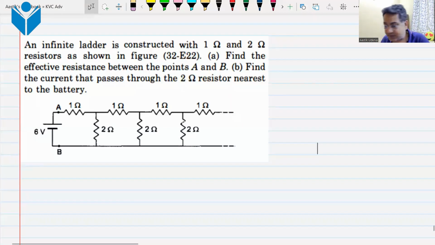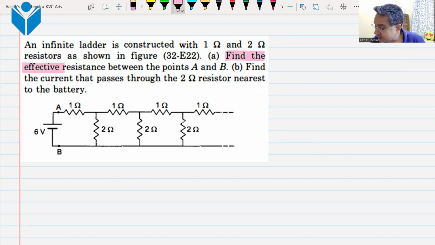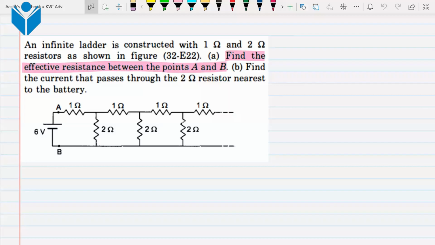This is the question, and I'll give you 2 minutes to give me the answer for this one. You just have to find the equivalent resistance. You are just solving the first part. Find the effective resistance. Once you get the effective resistance, the current passing will be very simple. Equivalent resistance is 2 ohms, sir. 2 ohms, I think, is the correct answer.